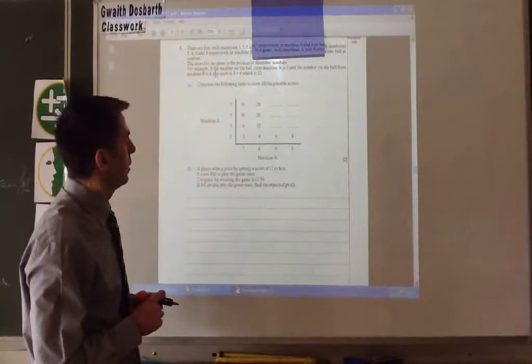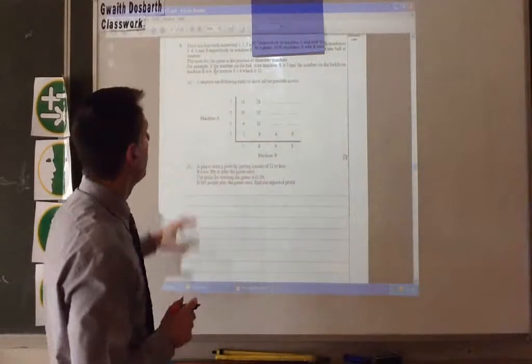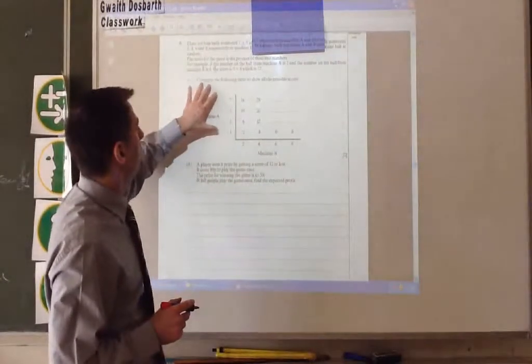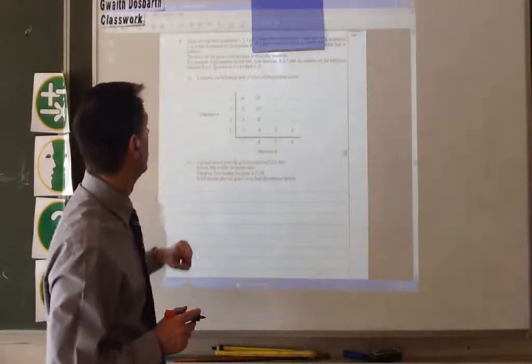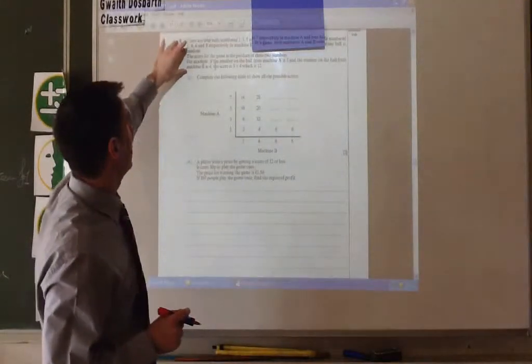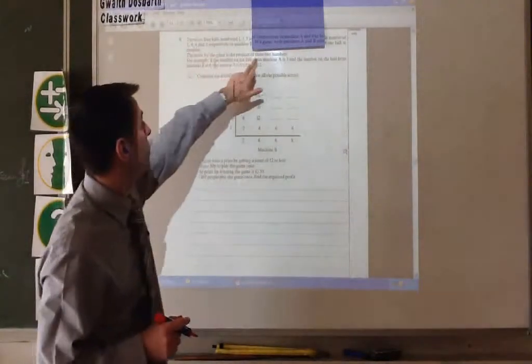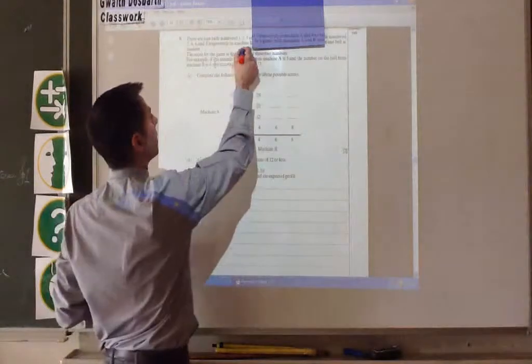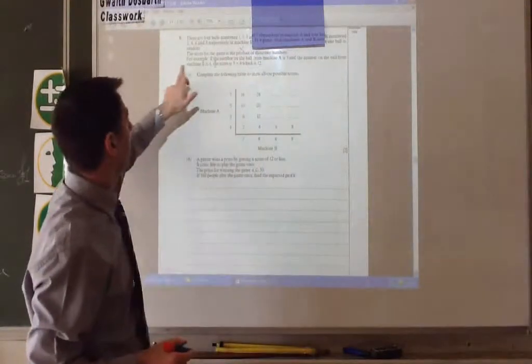Question on possibility space and working out profit. Now when we look at the first part of the diagram, keep the following table to show all possible scores. First of all, we can actually read what it says, and it says the score for the game is the product of the two numbers. Product means multiply.